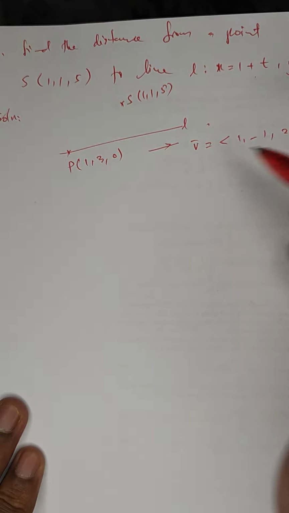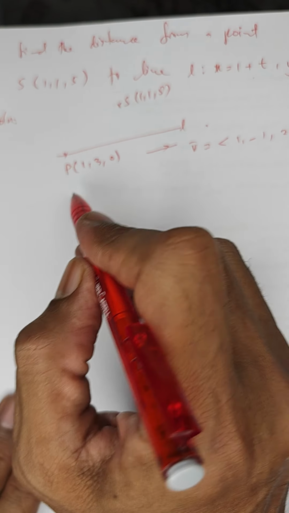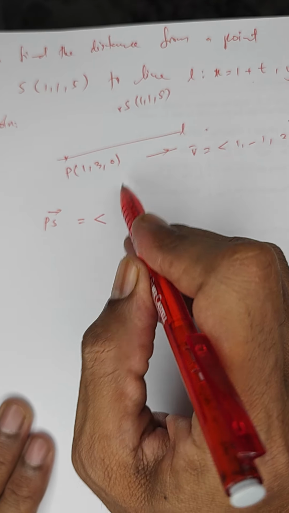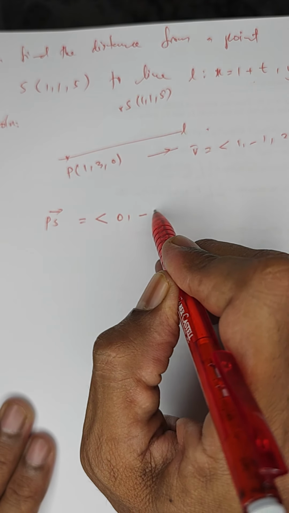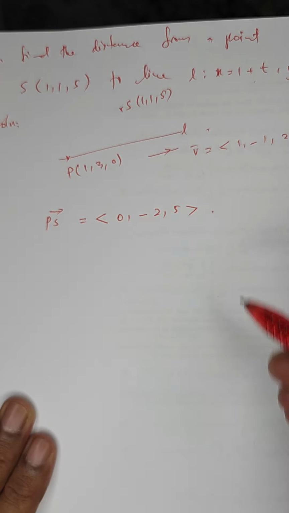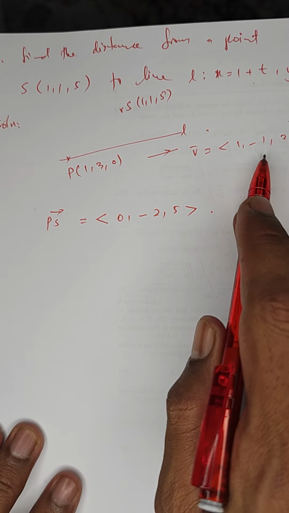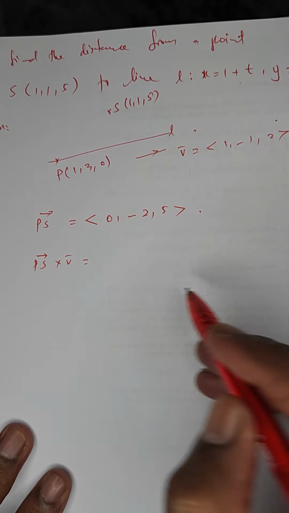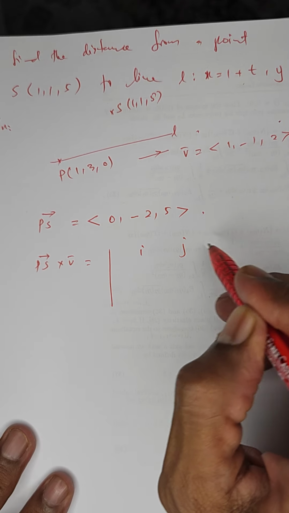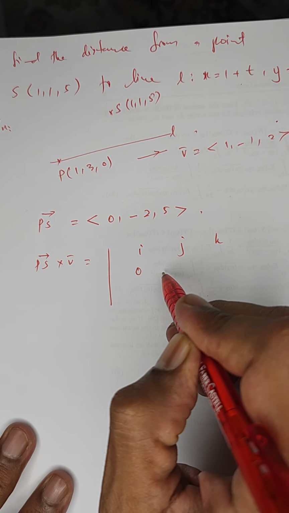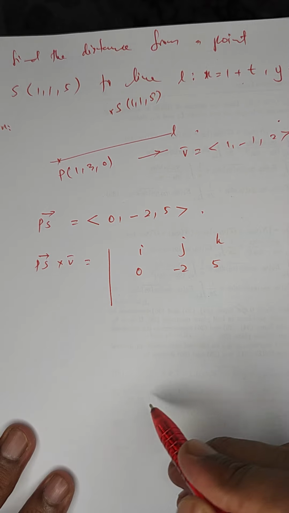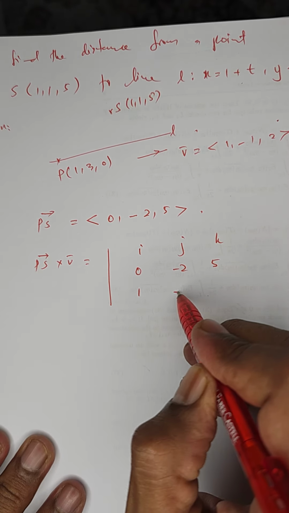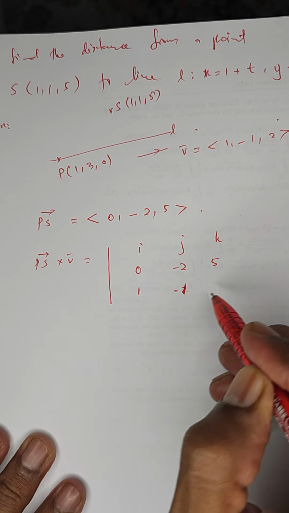So from there we can find vector PS. Our PS is (0, -2, 5), and we have vector V there, so we need to find PS cross V. So this is i, j, k; PS is 0, -2, 5, and V is 1, -1, 1.